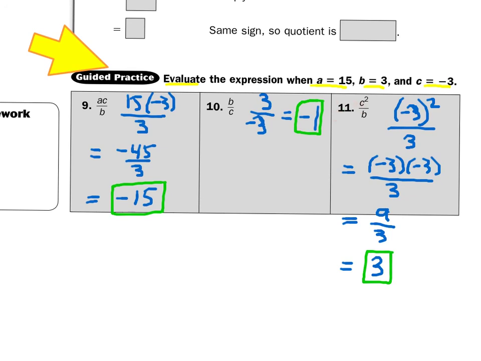And take a look at 11. It's C to the second power divided by B. Well, notice how C is negative 3. When you plug it in, we have to use parentheses, okay? So it's negative 3 to the second power over 3. So I copied what's in the parentheses twice. Negative 3 times negative 3. And negative 3 times negative 3 gives me positive 9 because the signs are the same, over 3. Well, 9 divided by 3 is just 3.